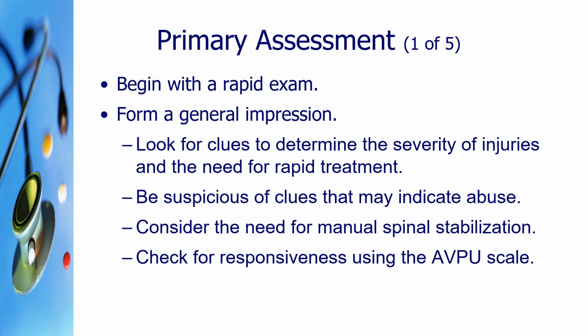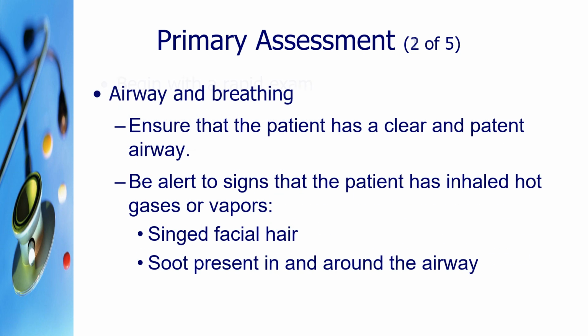Begin with a rapid exam. Form a general impression. Look for clues to determine the severity of injuries and the need for rapid treatment. You've got to be suspicious of clues that may indicate abuse. Okay, you've got to look for cigarette burns, cigarette marks, stuff like that. Consider the need for manual spinal stabilization. Check for responsiveness using AVPU.